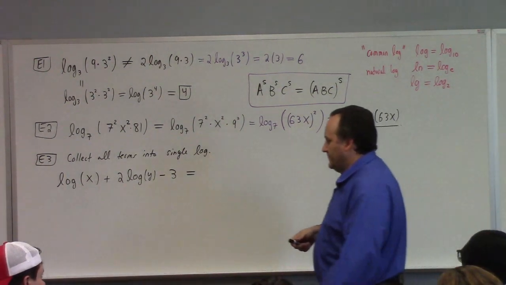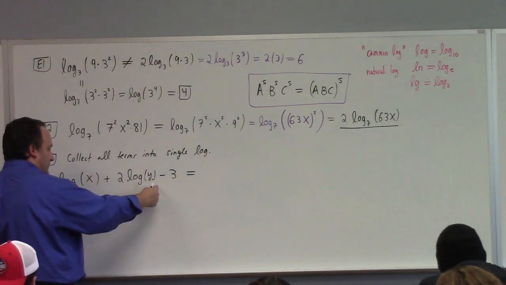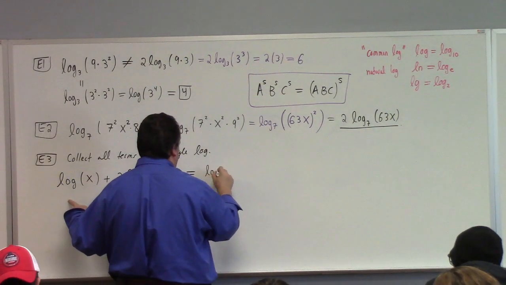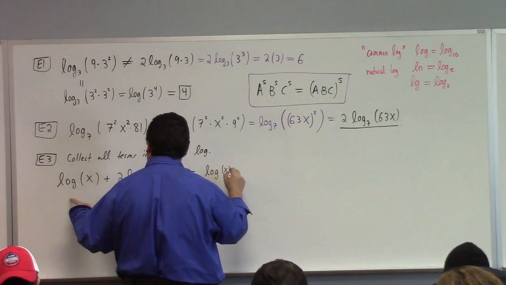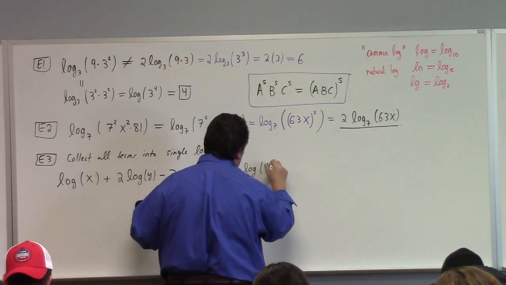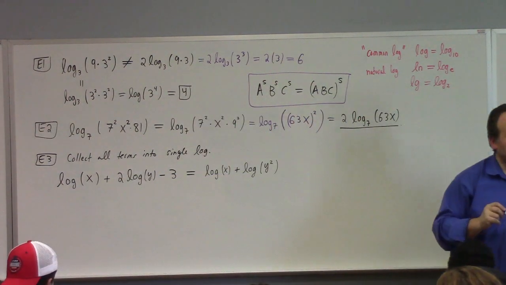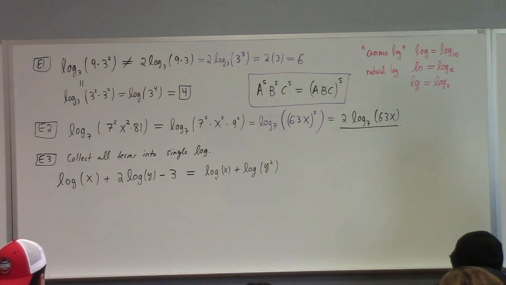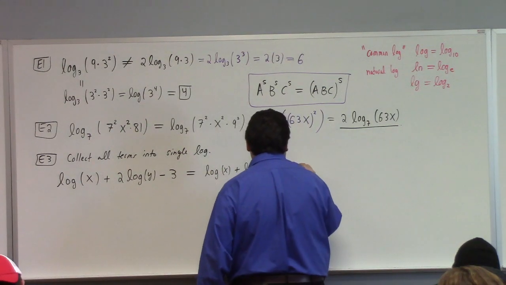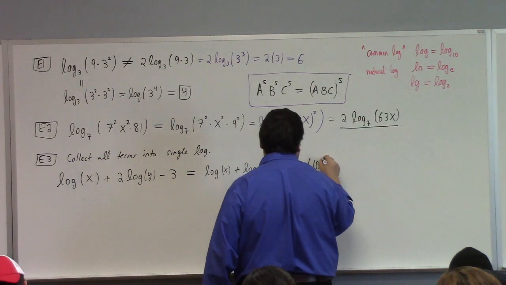But, all right, so some of these things we can take care of already, right? These 2 we can combine using the properties. One step at a time here. I've got log of x plus the log of y squared. And then the 3. What is the 3? You got to use your imagination. Check this out. So minus the log of 10 to the 3.